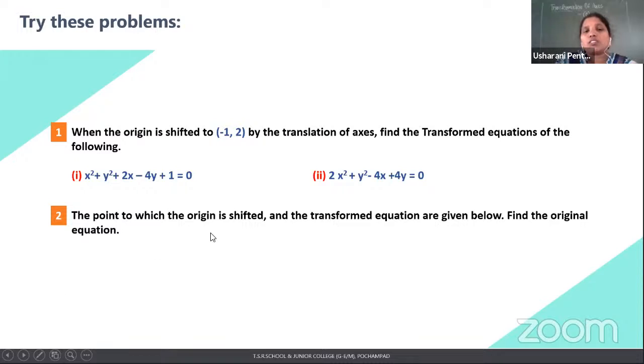The point to which the origin is shifted and the transformed equations are given. Here also they have given h comma k as well as the transformed equation. We need to find the original equation. Just substitute in this, we will get the answer, the original equation.